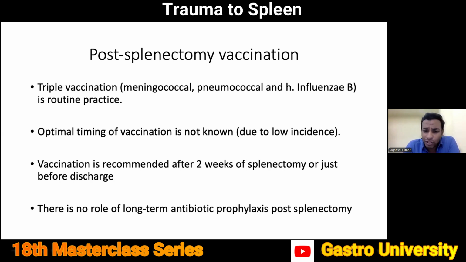There's no role for long-term antibiotic prophylaxis in these patients, although there are some Australian guidelines which recommend antibiotic prophylaxis for the initial 2 years. It can be simple phenoxymethylpenicillin or amoxicillin once daily for 2 years in patients who are not immunocompromised, and lifelong only if the patient is immunocompromised.